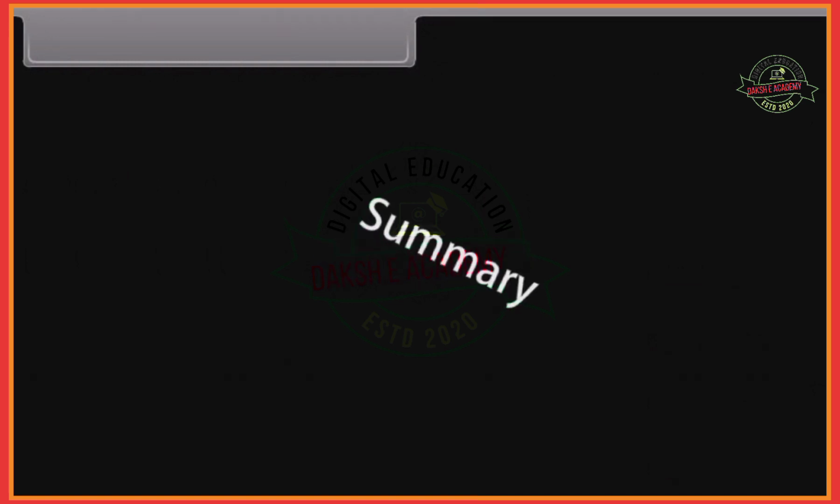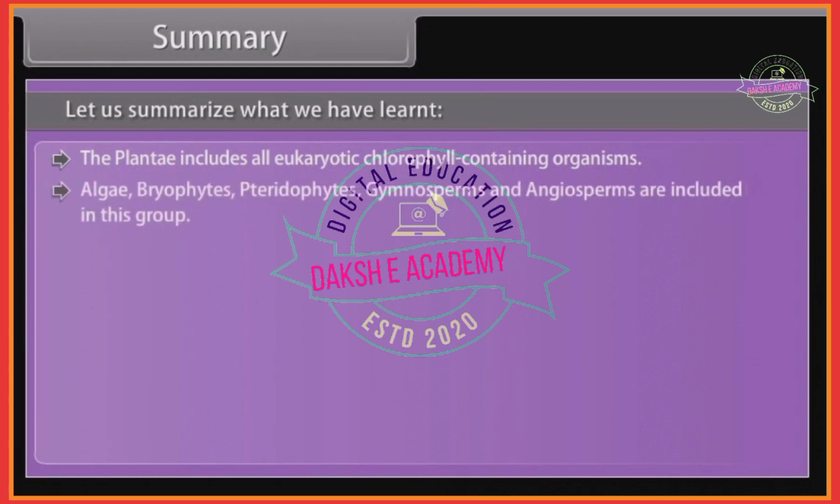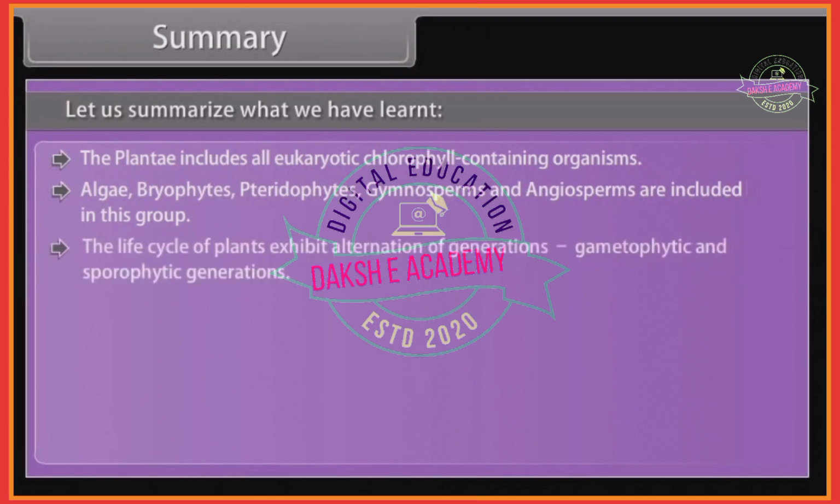Summary. Let us summarize what we have learned. The Plantae includes all eukaryotic chlorophyll-containing organisms. Algae, bryophytes, pteridophytes, gymnosperms, and angiosperms are included in this group. The life cycle of plants exhibits alternation of generations, gametophytic and sporophytic generations.